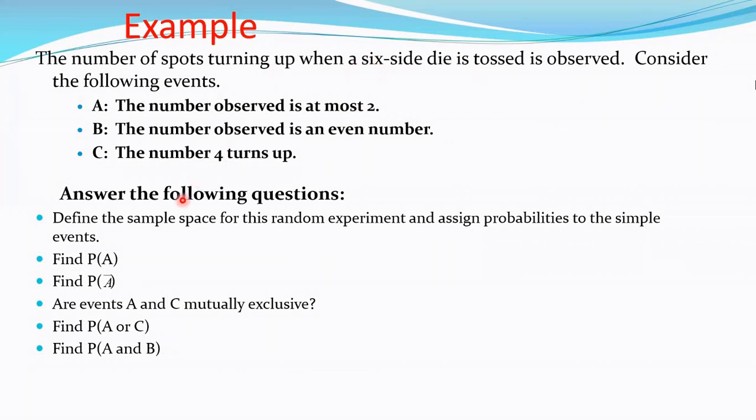Now we are creating some questions based on this random experiment. First, you have to define the sample space for this experiment and assign the probabilities to the simple events. This is the first step. After that only you can calculate all those probabilities. So now we go one by one.